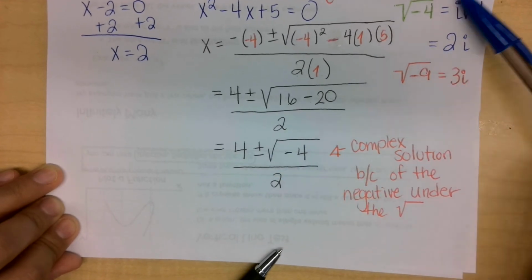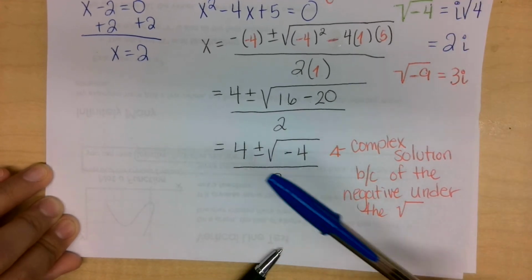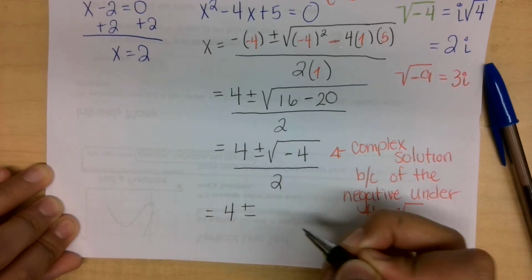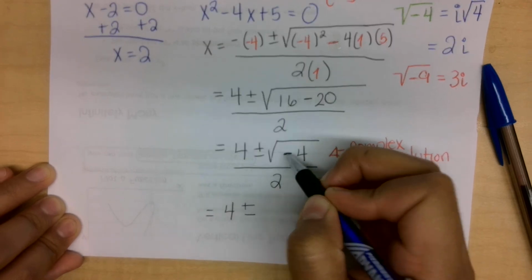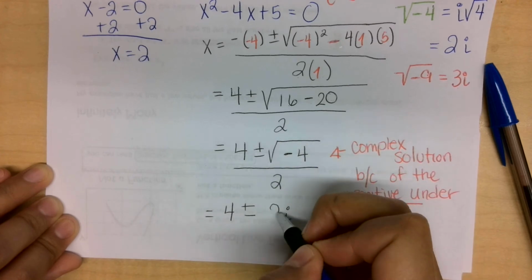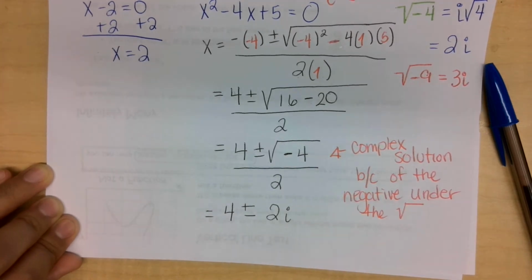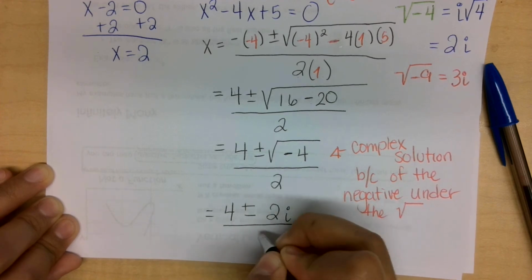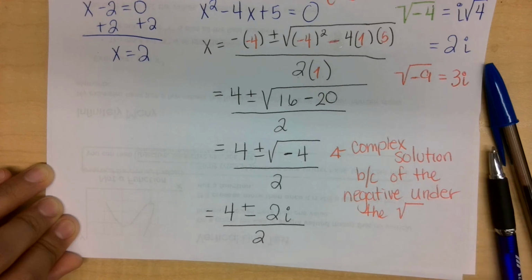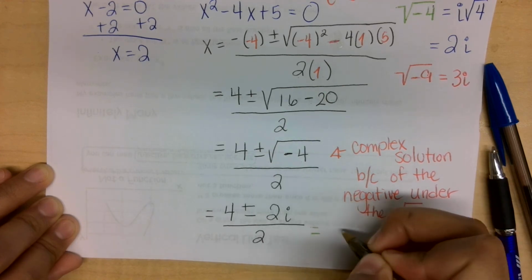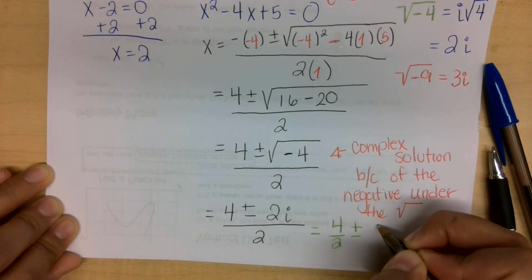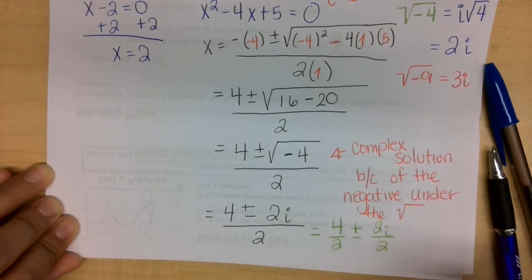All right, so now we're going to simplify that. Again, we're going to refer back to these examples up here. So we have 4 plus or minus. Again, the negative comes out as i, and then the square root of 4 is 2. So that is 2i divided by 2. And then if we recall from the previous lesson, we can write that in the following way. We can say 4 divided by 2 plus or minus 2i divided by 2.